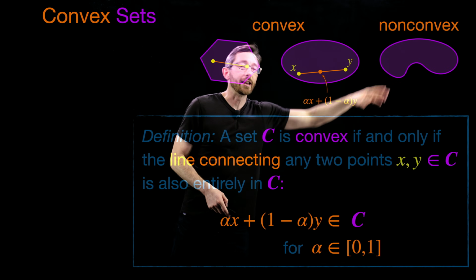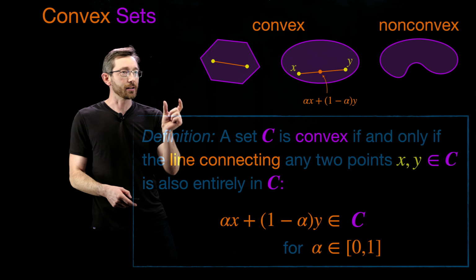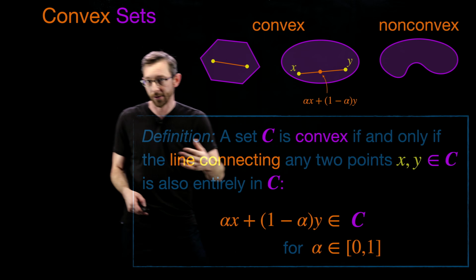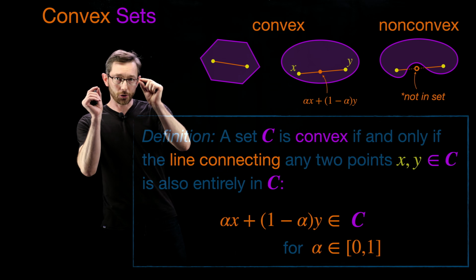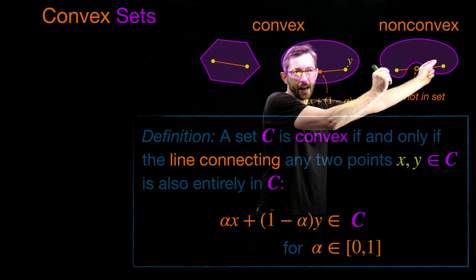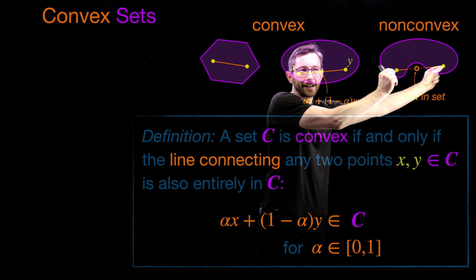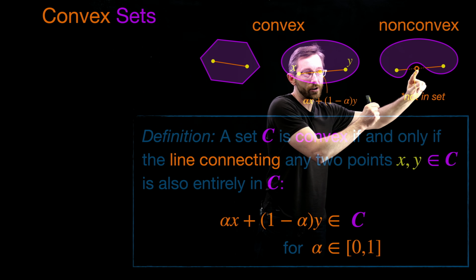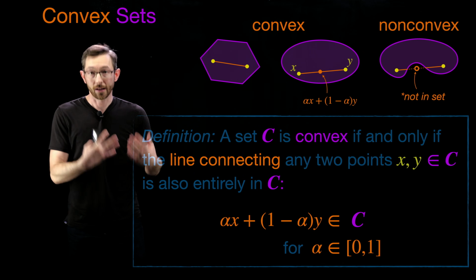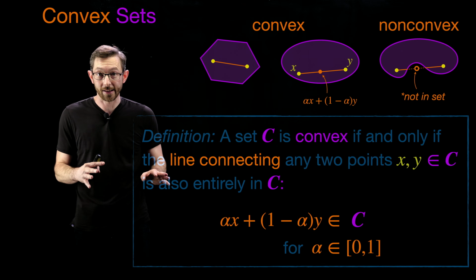This is an example of a non-convex set because there is what we call a concavity, this little bump that's taken out. If I take two points, x and y, that are around that concavity, the line segment connecting them has points that are not inside the set. These points here are not in the set, and that means that set is not convex.